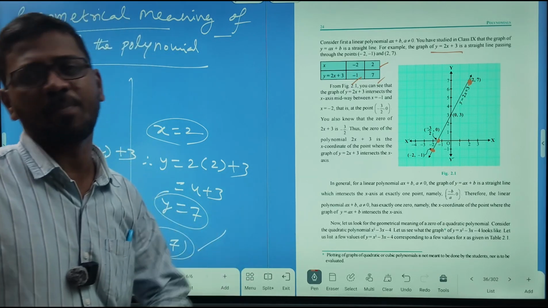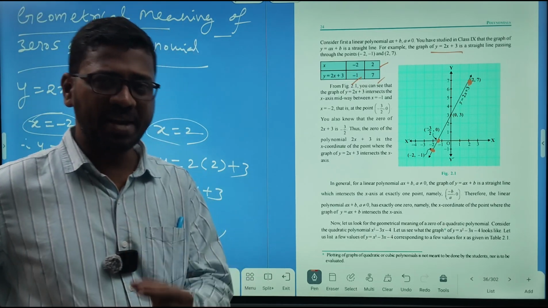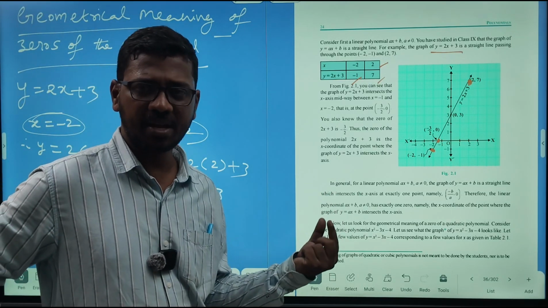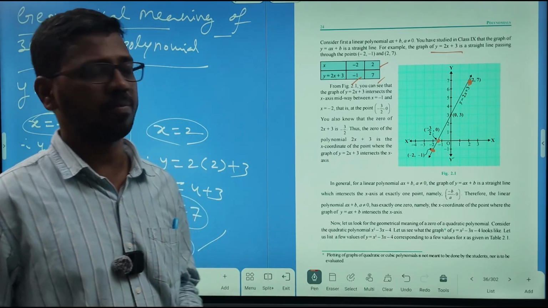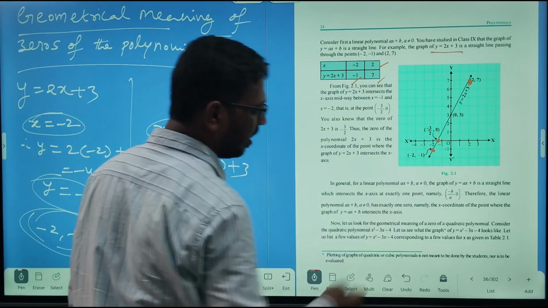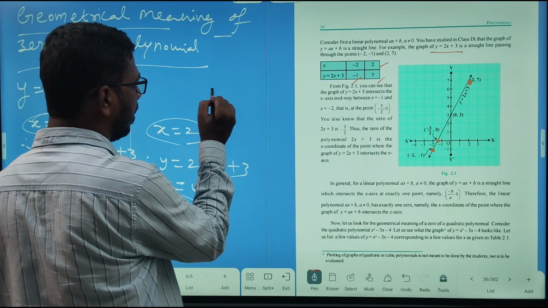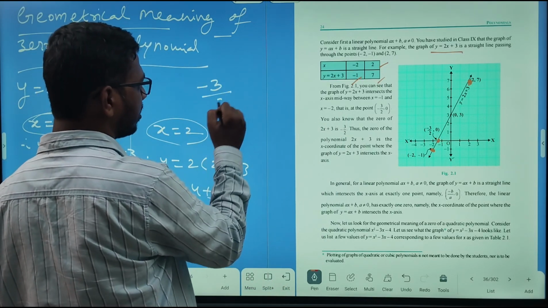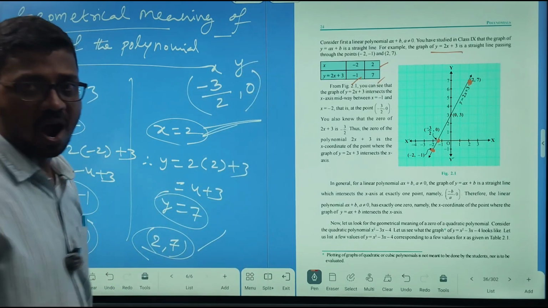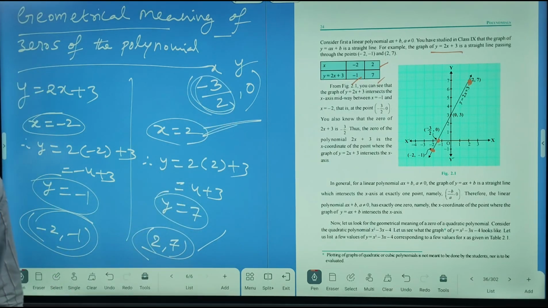It means that is the zero of the polynomial. Actually, the zero of the polynomial means the point where the line touches the x-axis. If you observe closely, it touches the x-axis at the point minus 3 by 2. The coordinates of that point will be minus 3 by 2 comma 0. X coordinate will be minus 3 by 2, y coordinate will be 0. On the x-axis, y will be 0. So minus 3 by 2 is the zero of the polynomial.